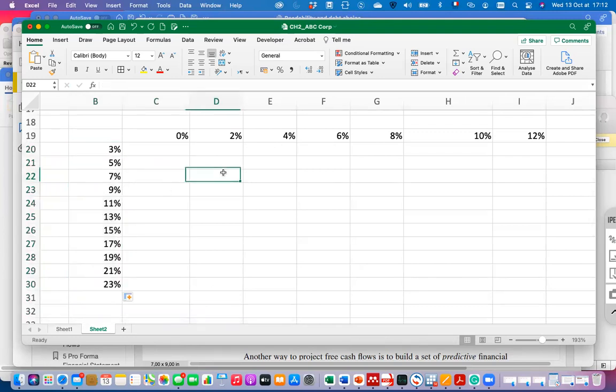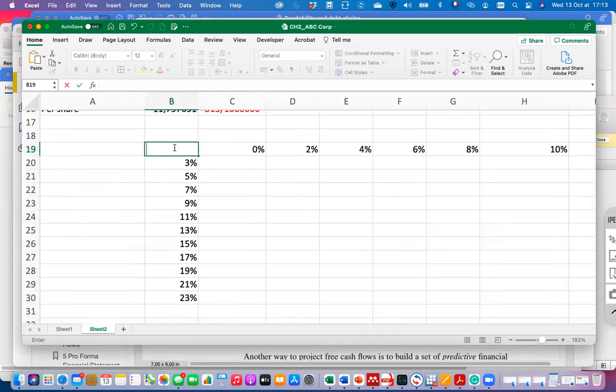Each cell corresponds to a different combination. This one, for example, is when we have a growth rate of 4% and a WACC of 11%. What would be the fair price of the stock if these two conditions were realized? So we go here.